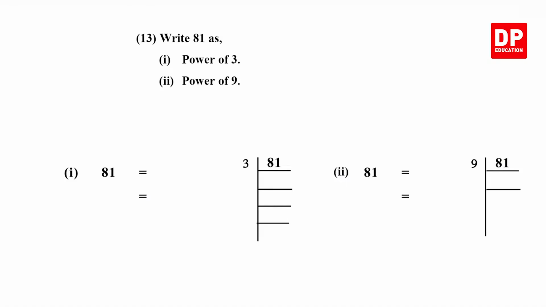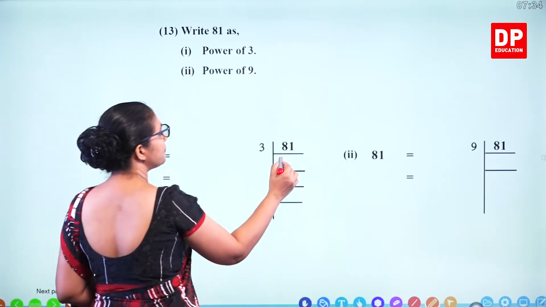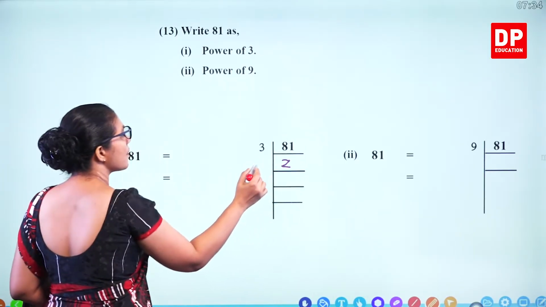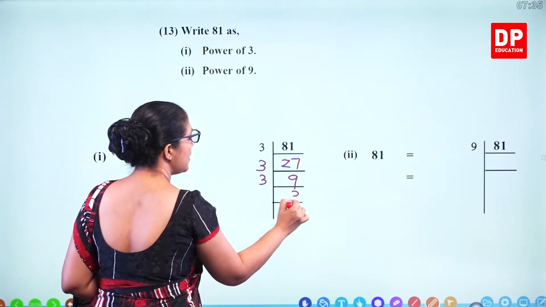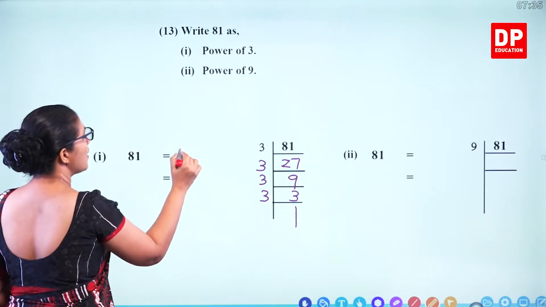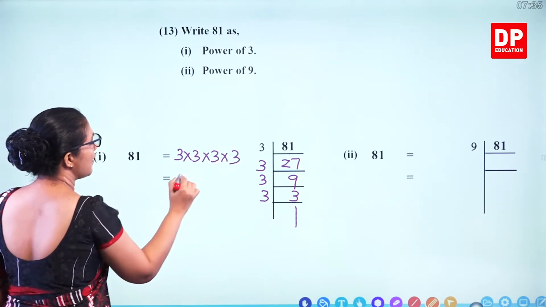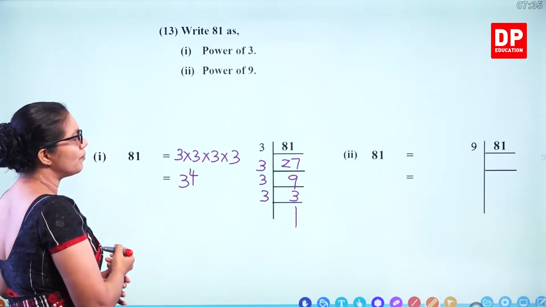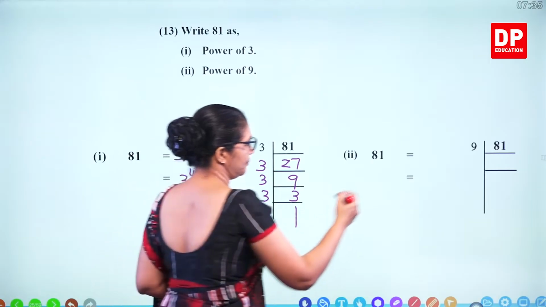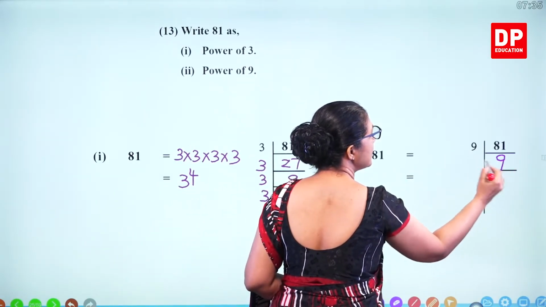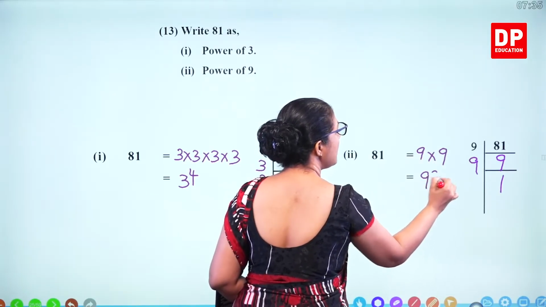Write 81 as a power of 3. So, divide by 3: 27. Divide by 3, 9. Divide by 3, 3. Divide by 3, 1. 3, 4 times. You can write 3 to the power of 4. Now, as a power of 9, you divide by 9. You get 9 into 9, 9 squared.